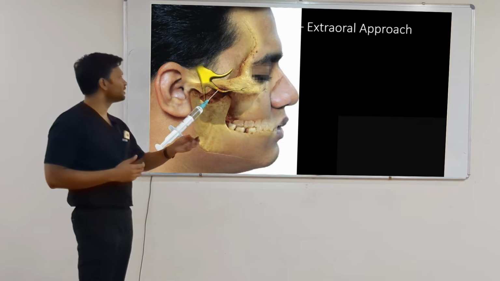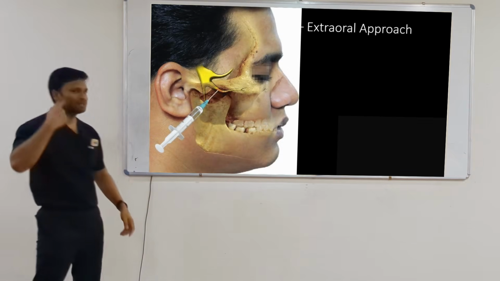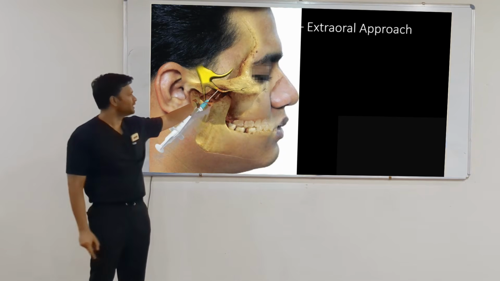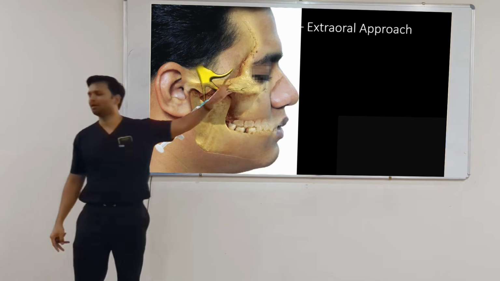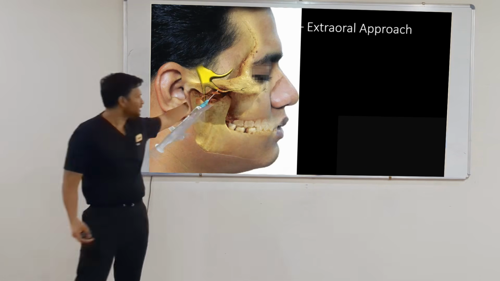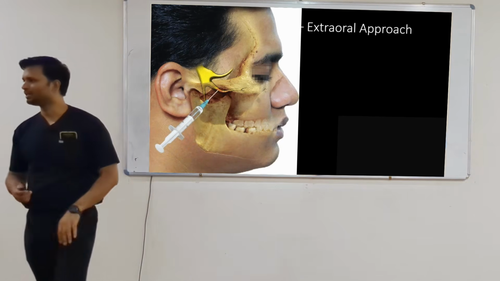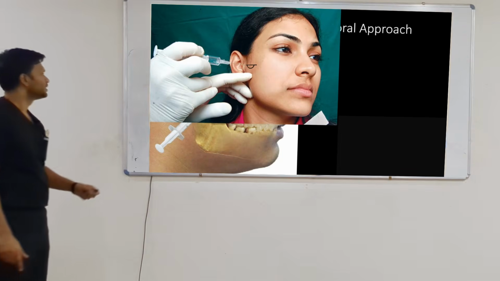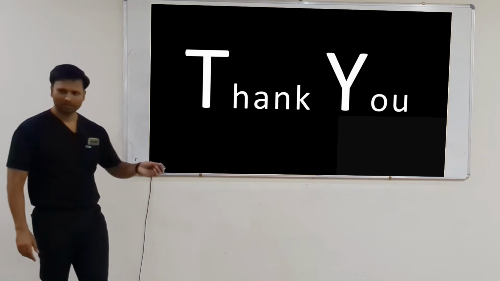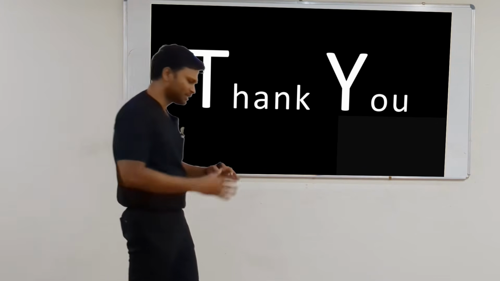Then we have the maxillary nerve block, extraoral approach. In this, we insert the needle through the sigmoid notch. This is the sigmoid notch. We insert the needle. We hit the lateral pterygoid plate. We withdraw 5 mm, redirect it towards the pterygopalatine fossa and deposit the LA solution. I'm not going to go into the detail. So this is the approach. So this was your maxillary nerve blocks.